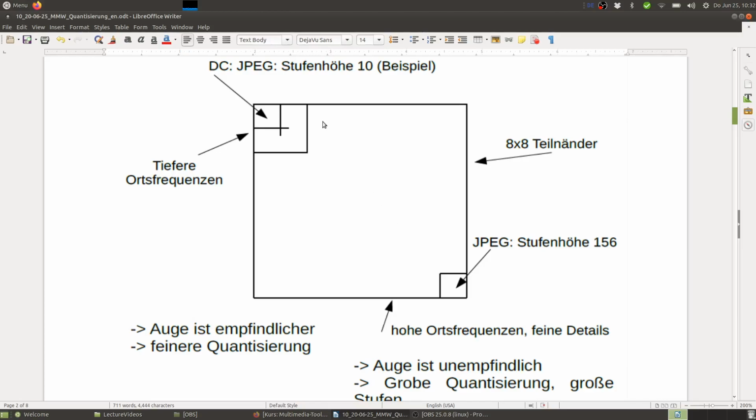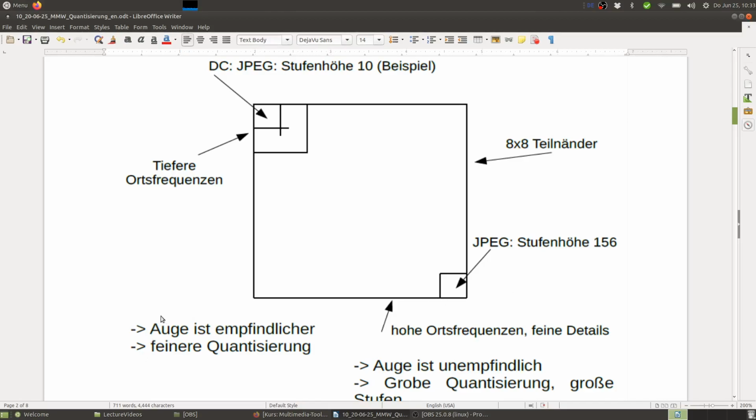And at DC, JPEG, for instance, for one of its quantization matrices uses 10 for DC and 156 for the highest spatial frequencies, vertical and horizontally. And this is because the eye is most sensitive for this low frequency region where we have a relatively small step size of 10, or quantization step size, and for the highest frequencies the eye is least sensitive, and that's why we can afford to have the highest step size, meaning the coarsest quantization and the fewest bits.